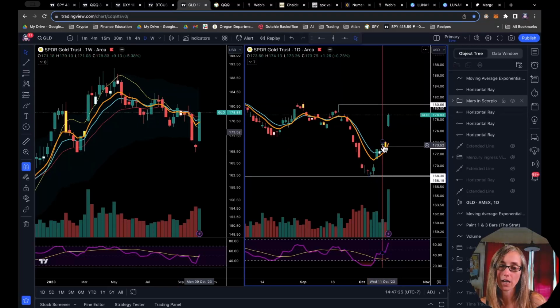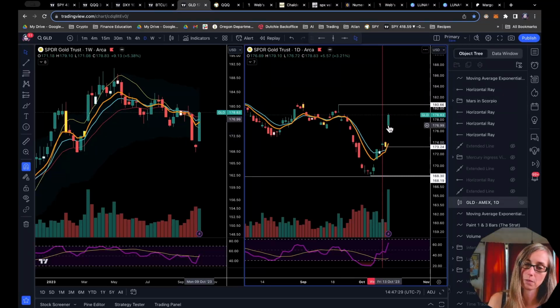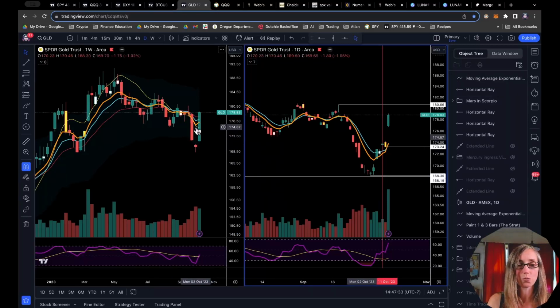And then, as you can see, this is the day that Mars moved into Scorpio, and we had that enormous gap up 2 days later. This gives us this really beautiful reversal pattern here on the weekly. And I'd say overall, I'm bullish gold. However, I don't want to chase this move up here.